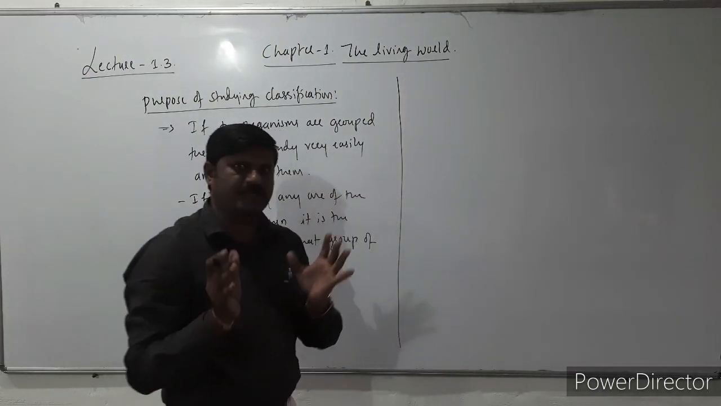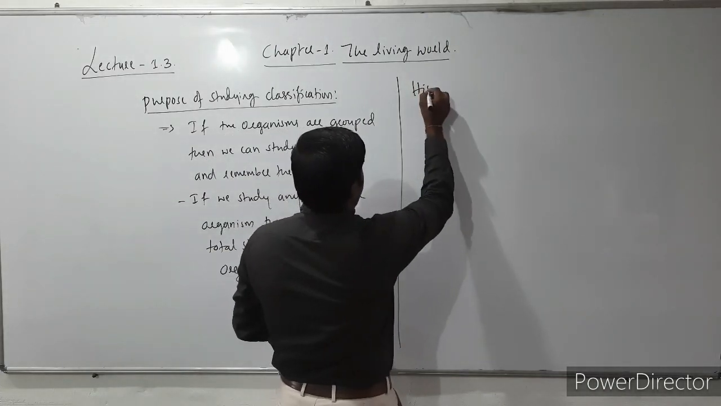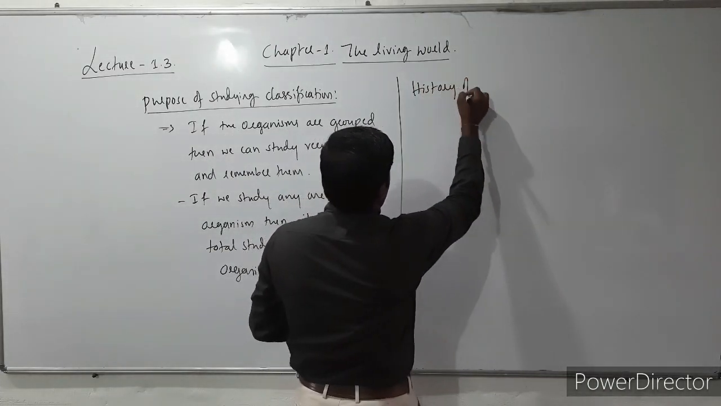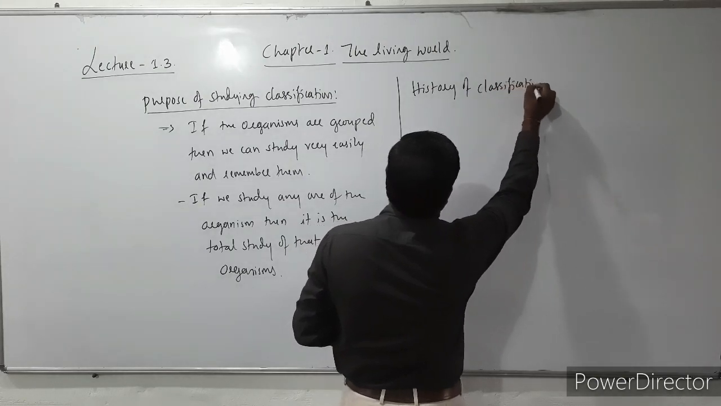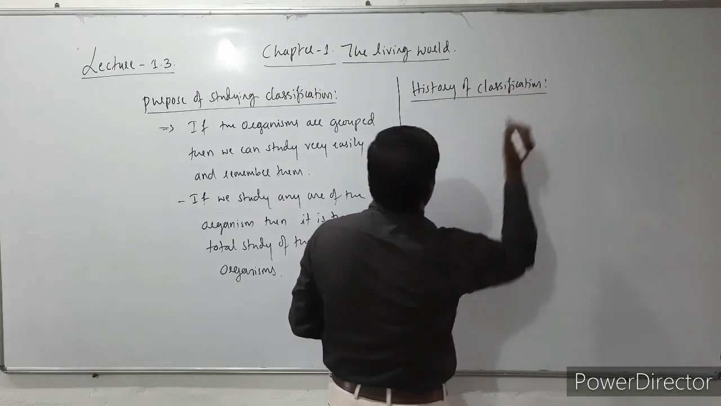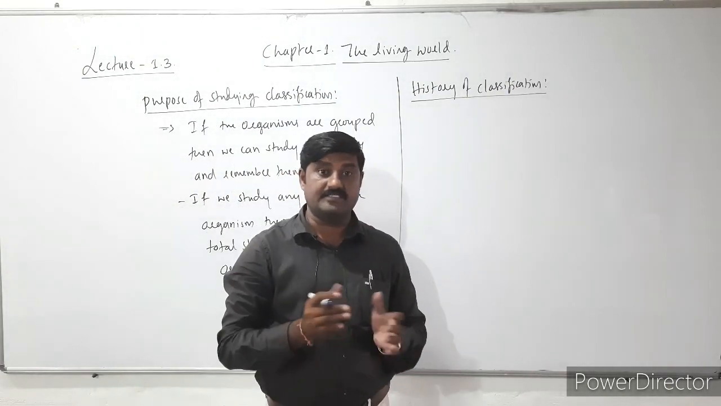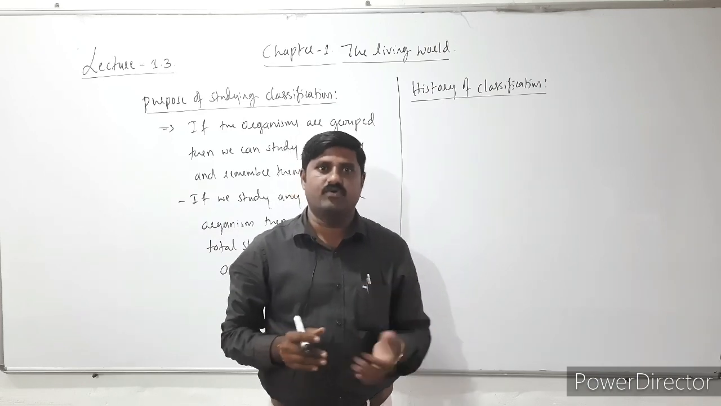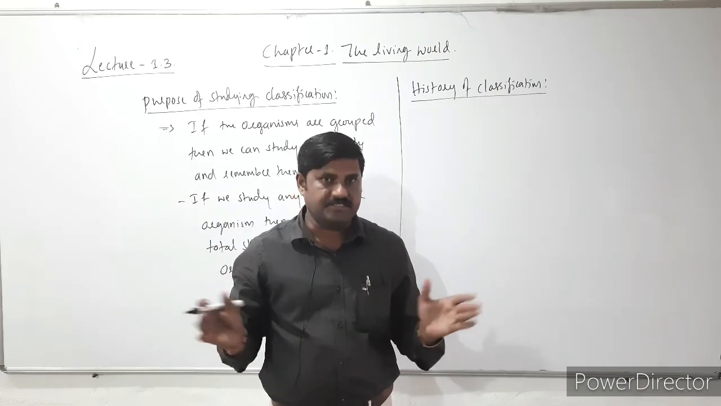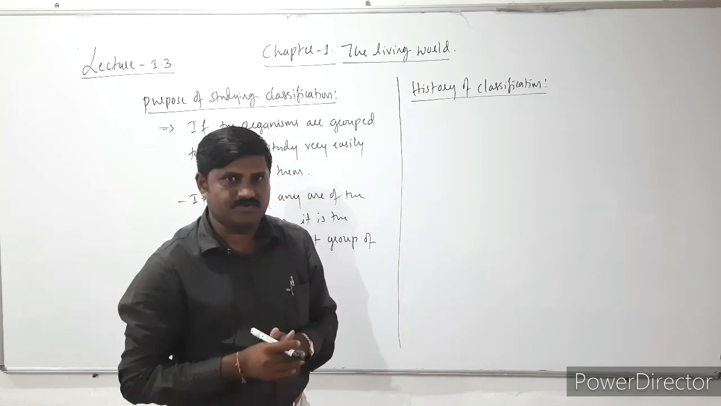So we'll just glance over the history of classification. What does the history of classification say? Who are the scientists, the ones who tried to classify the organisms in their own way based on their characteristic features, right? So let us go through all those histories.